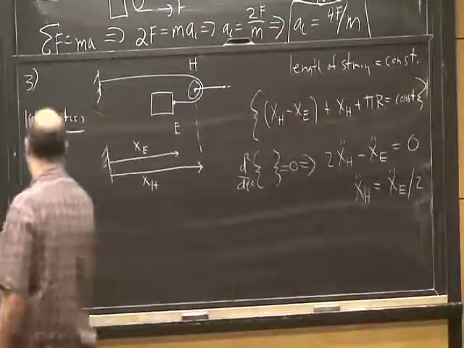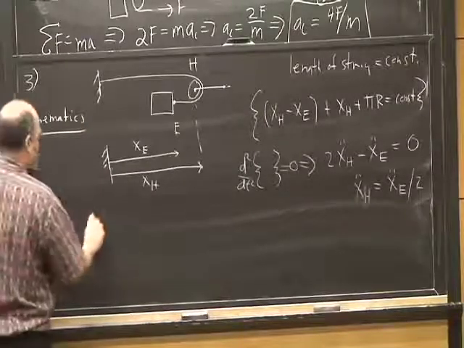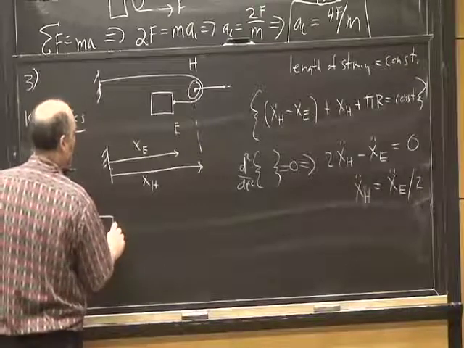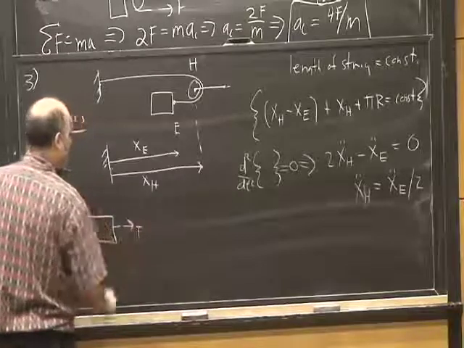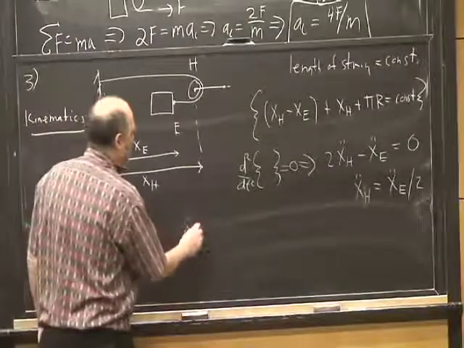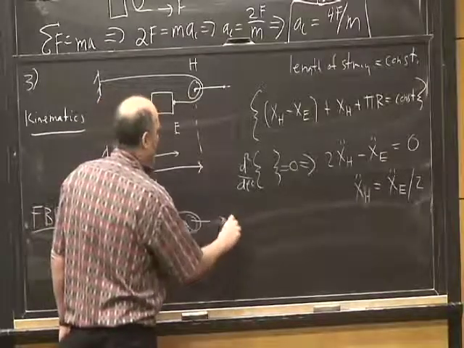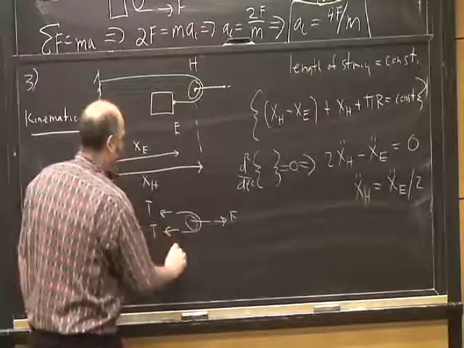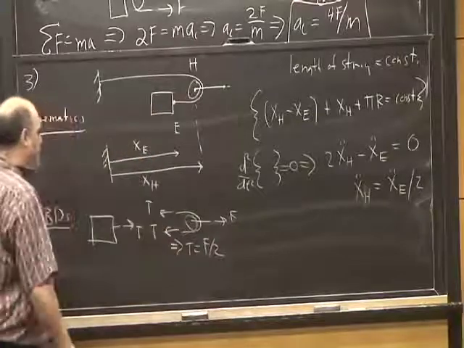Now if we look at linear momentum balance, first of all we draw a free body diagram. When we look at it, we have a tension here. That's not the only free body diagram we want to draw. We also draw a free body diagram of the pulley here. It has a force, and it has a tension, and it has a tension. So this tells us that the tension is equal to the force divided by 2.